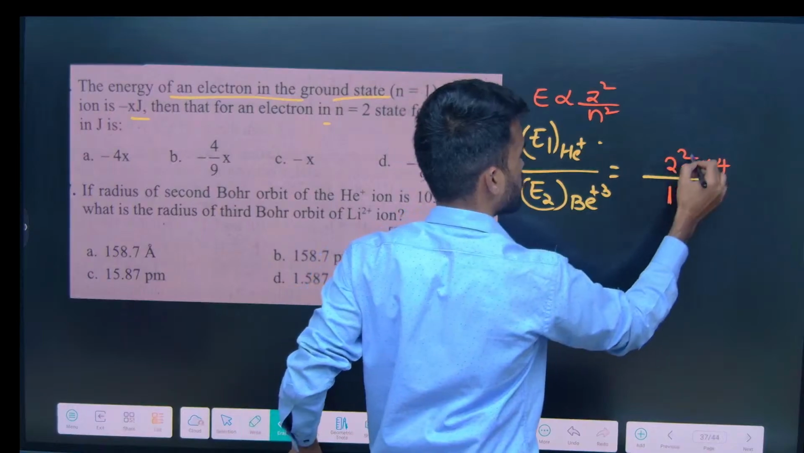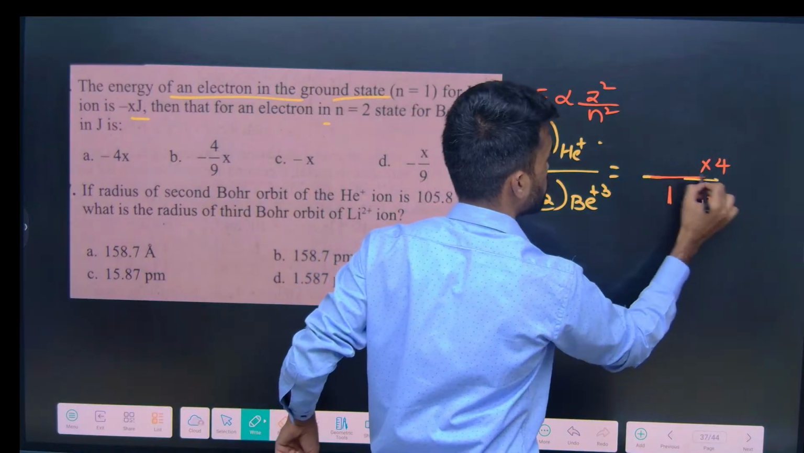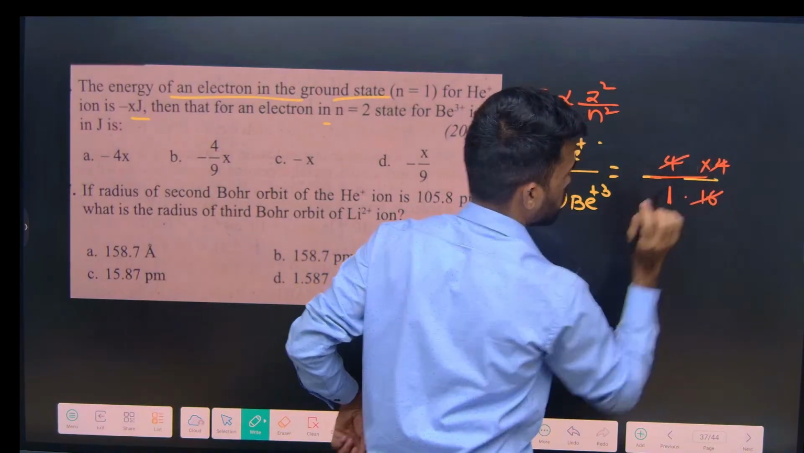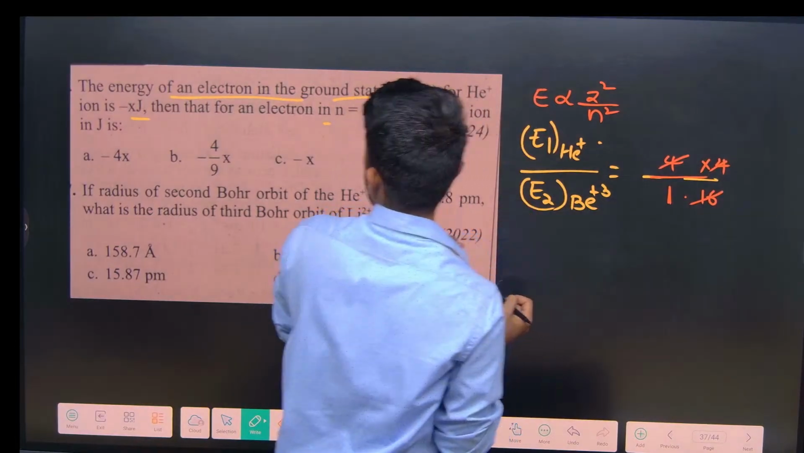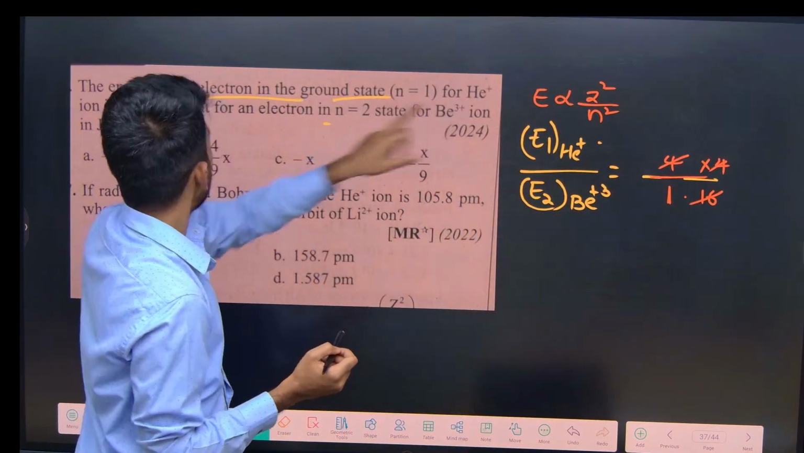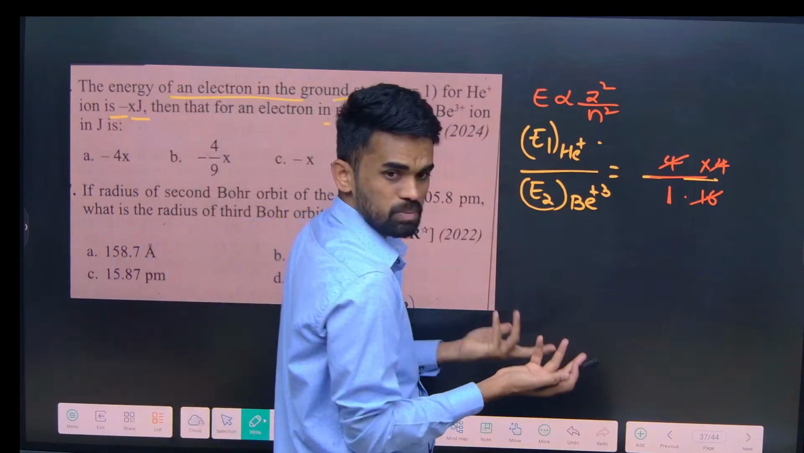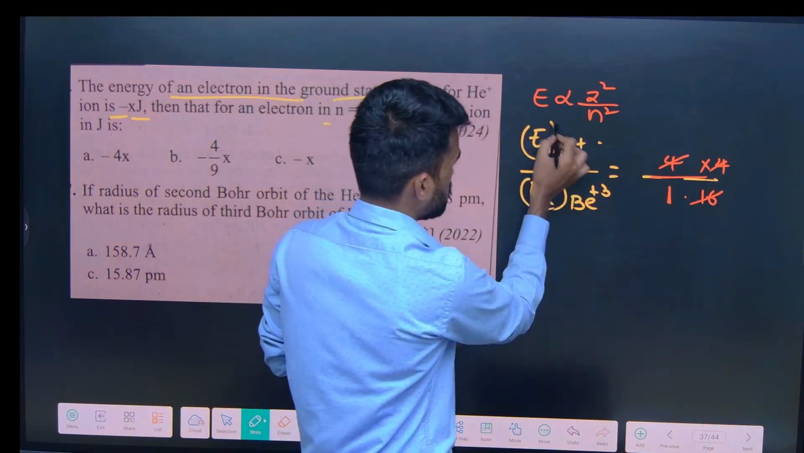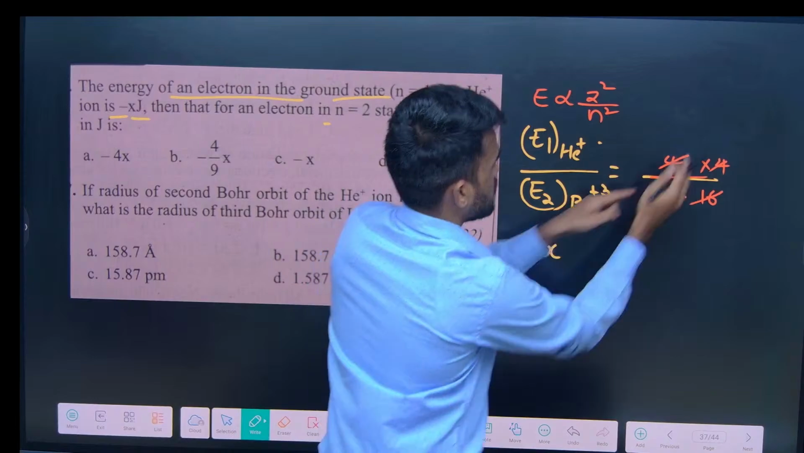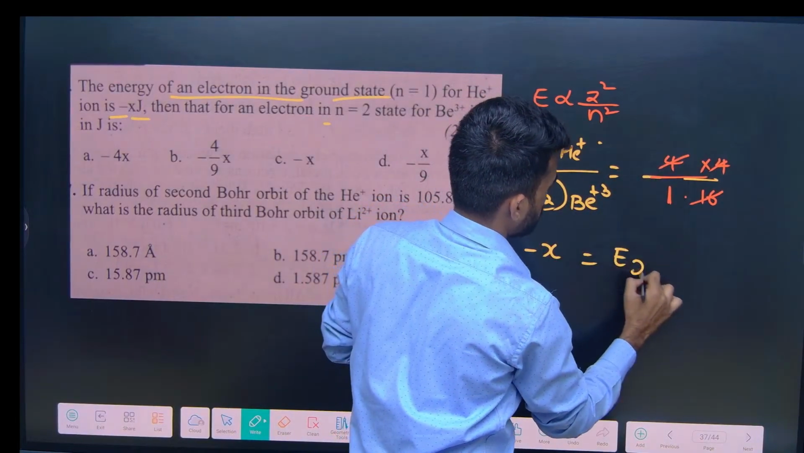So 2 square here also 2 square, that is 4. 4 is 16, so removed. So what is the value they have mentioned for helium? Minus x. So for this one also it becomes minus x. So if this value is minus x, if I send this here, that is also minus x.